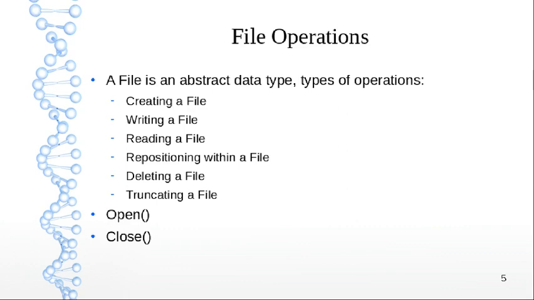The next is deleting a file. If we want to delete a file, we have to search for the name of the file first, and if it is found, we release all the file space so that it can be reused by other files. The other abstract data type is truncating a file. When we say truncating a file, we're referring to the user wanting to erase the content of the file but keep its attributes.